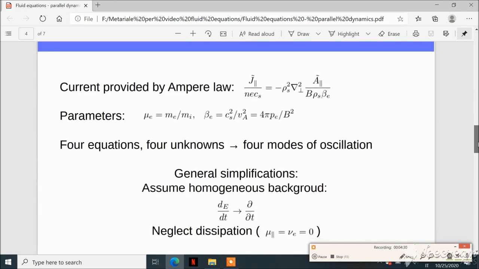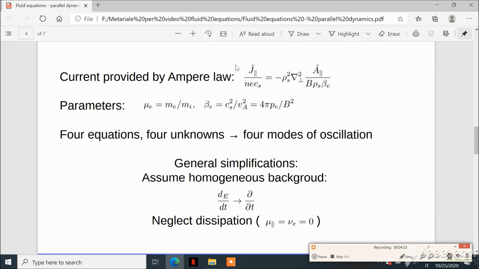So as you may have seen, there is another quantity entering this equation, which is the parallel current, but actually this can be expressed in terms of the nabla square of the parallel component of the vector potential through the Ampere law. This is Ampere without the displacement current, which has been neglected. And so we have four variables for four equations. And then there are these two other parameters, which are defined here. Now, we have a system of four equations for four unknowns.